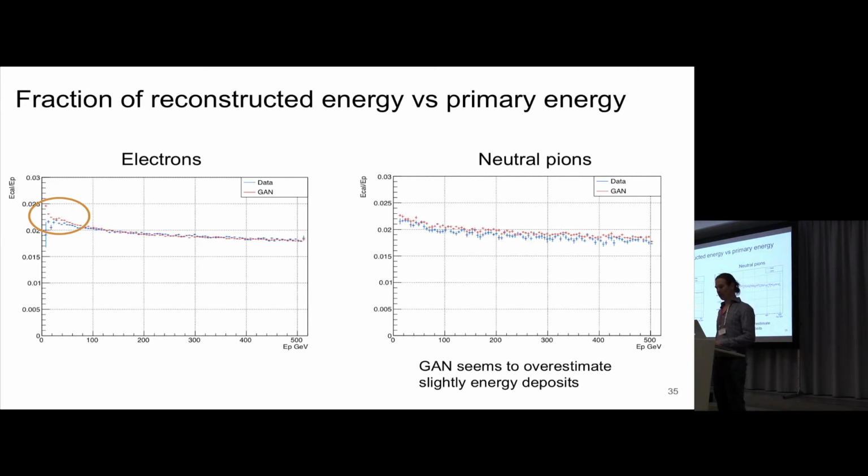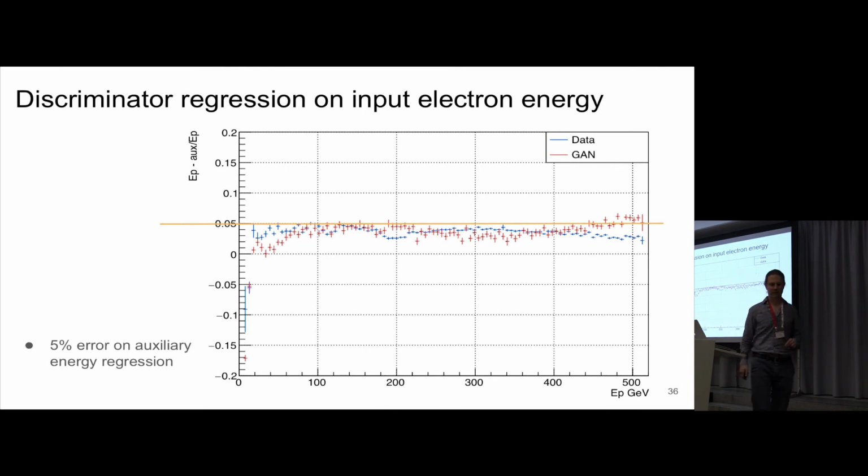Then you can also check how the regression task is performing. You check your reconstructed energy as compared to the truth energy, and here you see you do a very good job. Basically, within 5%, you get back the truth energy.